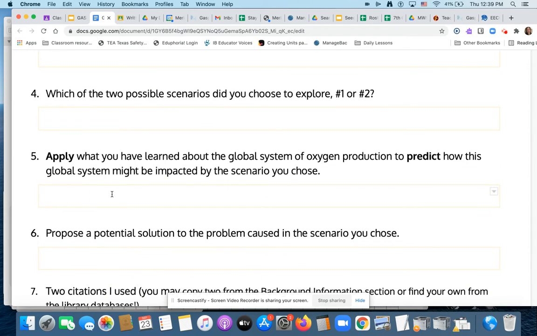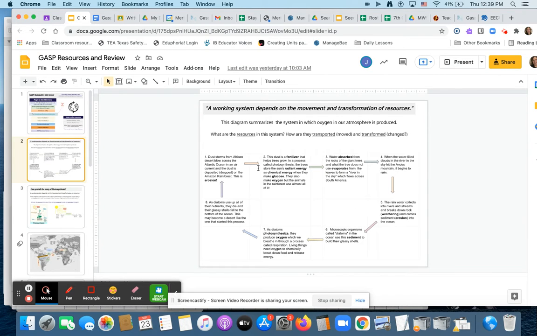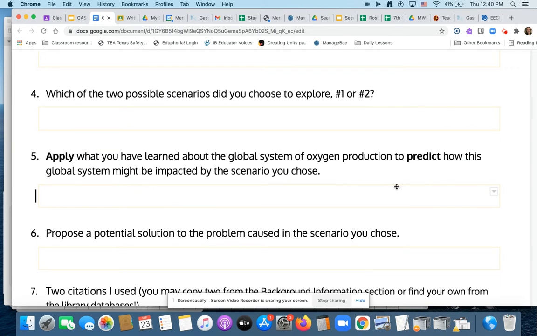Number 5, apply, which means use what you learned about the global system of oxygen production. So go back to this page. What's this story? Okay. Apply what you learned about that system and predict how you think that system is going to be impacted or affected by the scenario that you chose. So there's a change in the system. How is the whole system going to be impacted by the scenario you chose?